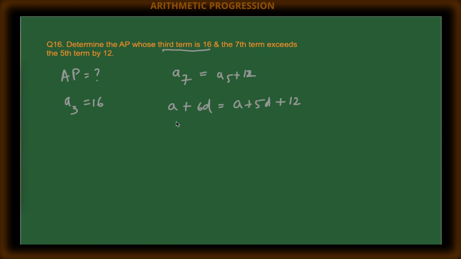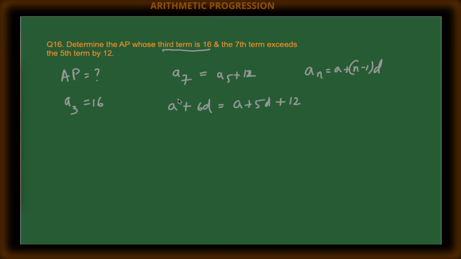So a plus 6d, or you can remember it as an is equal to a plus (n minus 1) into d. So here this is how we have got a7. Just replace n with 7, 7 minus 1 is 6d. This is how we got it. Okay, so let's try to solve this.